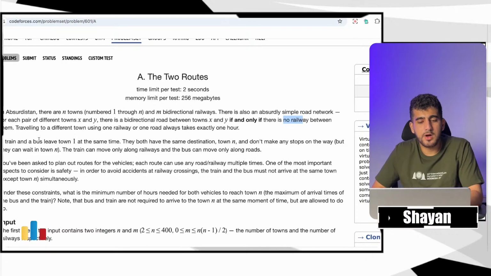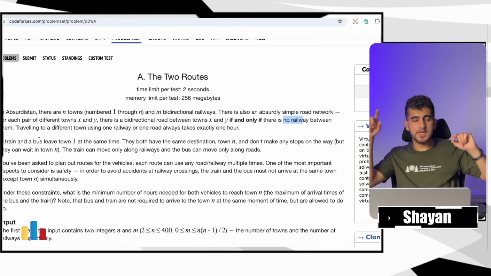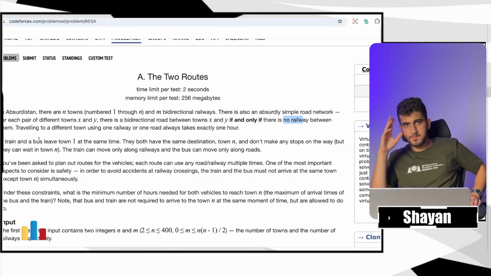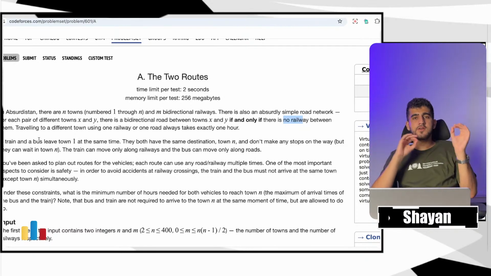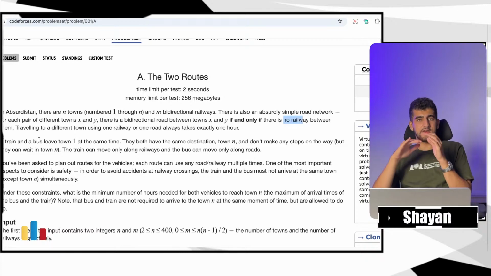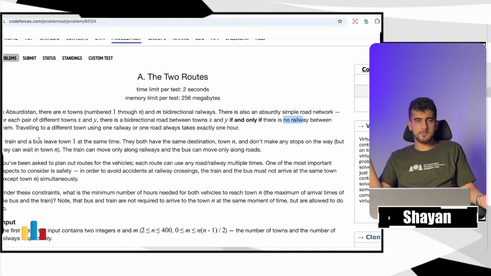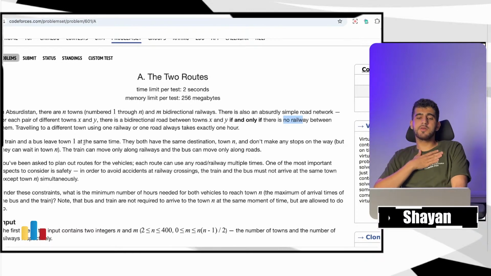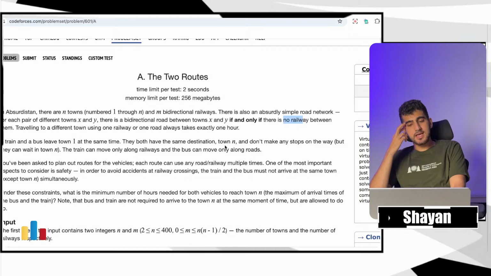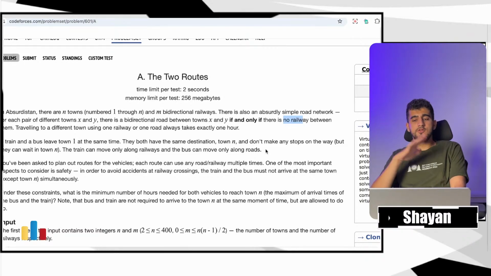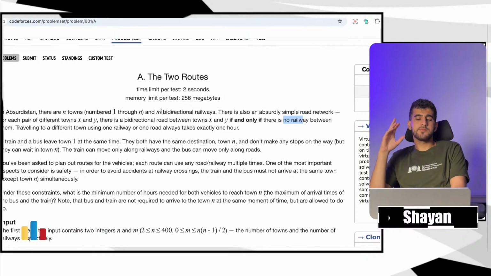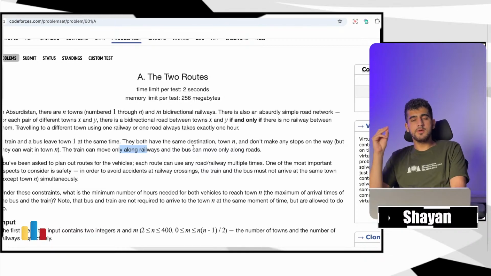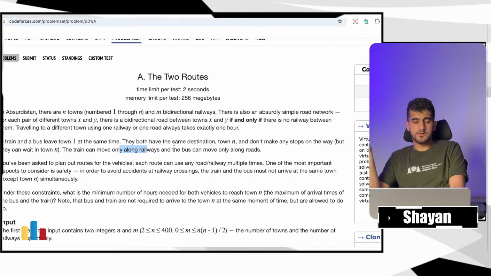And we have a train and a bus. A train can use a railway, a bus can use a road. So between each two vertices, there is exactly one of these two types of edges. The train and the bus both leave town number 1 at the same time, and they both want to get to town number n. They do not make any stops on the way, the train can only move along railways, and the bus can only move along the roads.